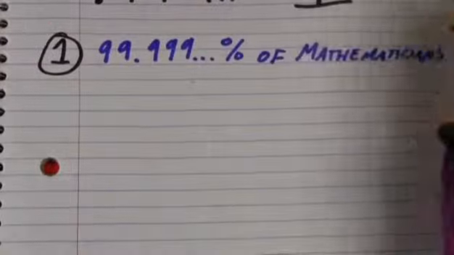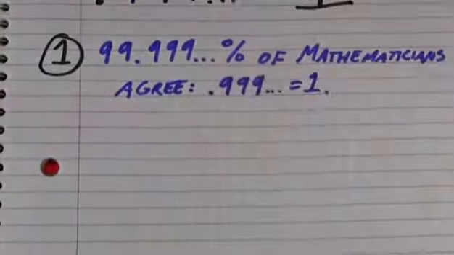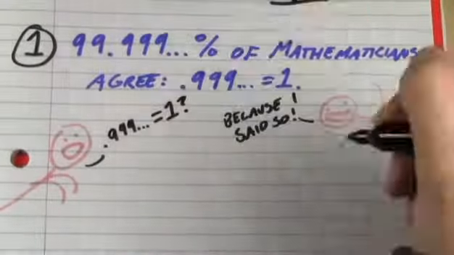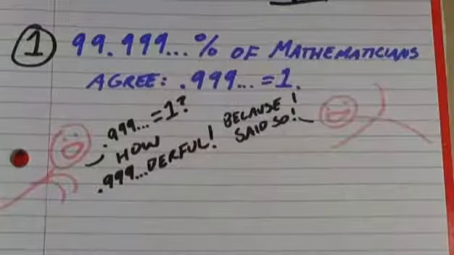99.9 repeating percent of mathematicians agree. 0.9 repeating equals 1. If "because I said so" works for you, you can go ahead and do something else now. Maybe you're like, 0.9 repeating equals 1? That's just 0.9 repeating-derful. Otherwise, on to reason number 2, or reason 1.9 repeating.